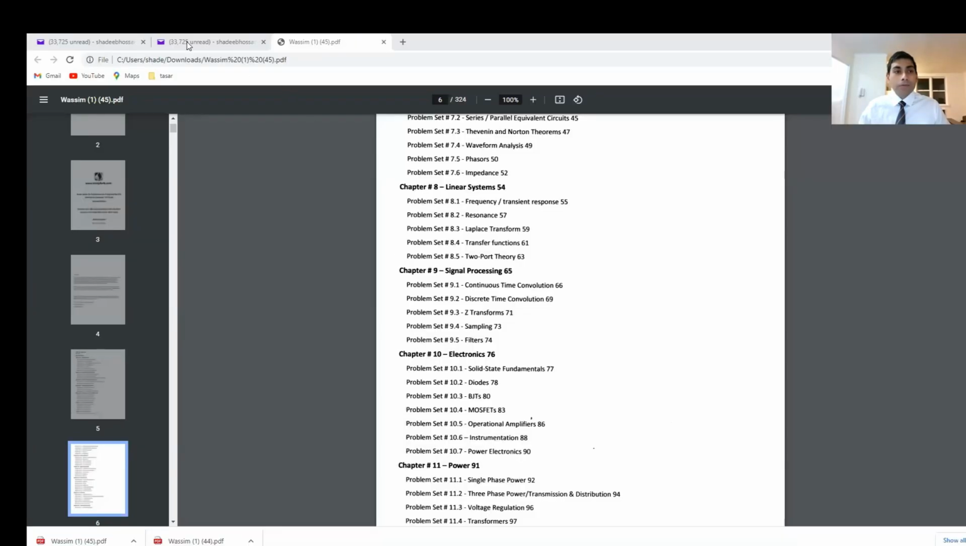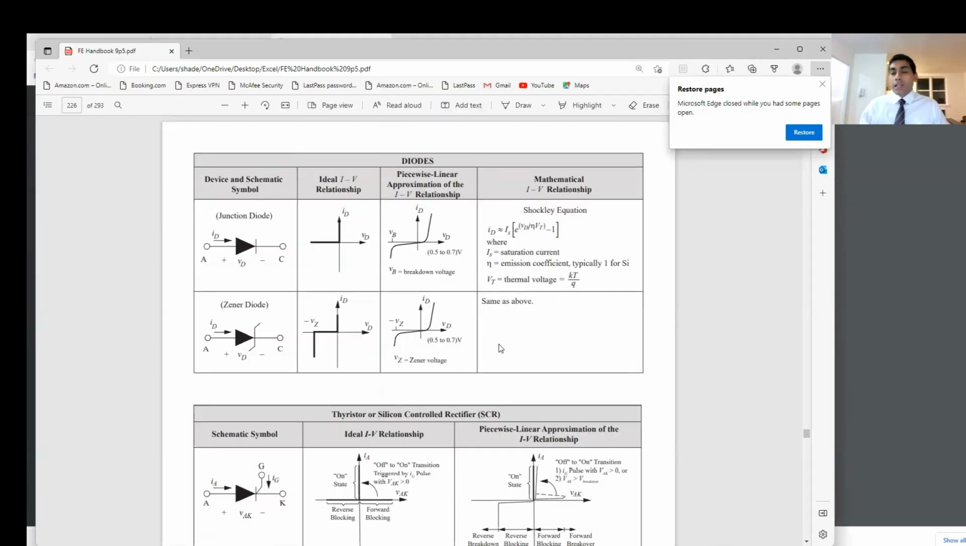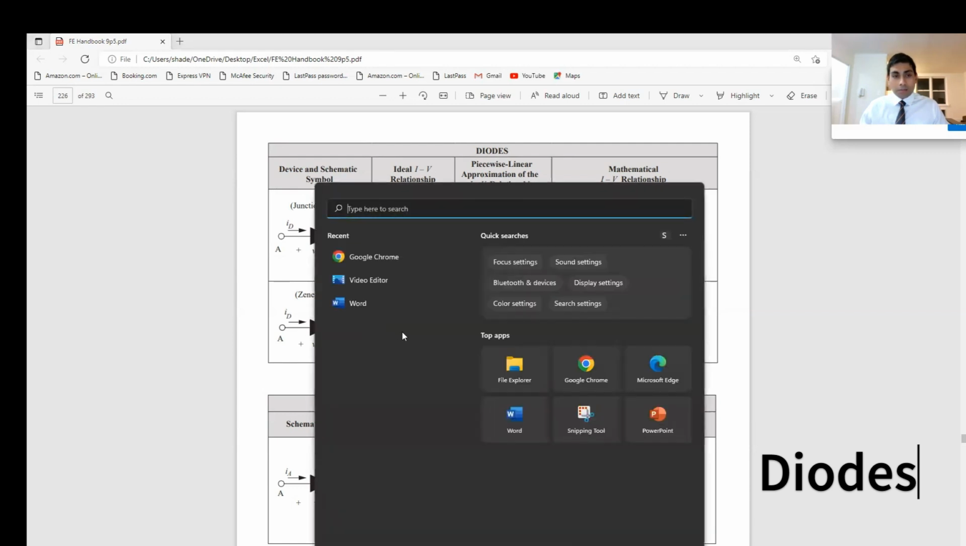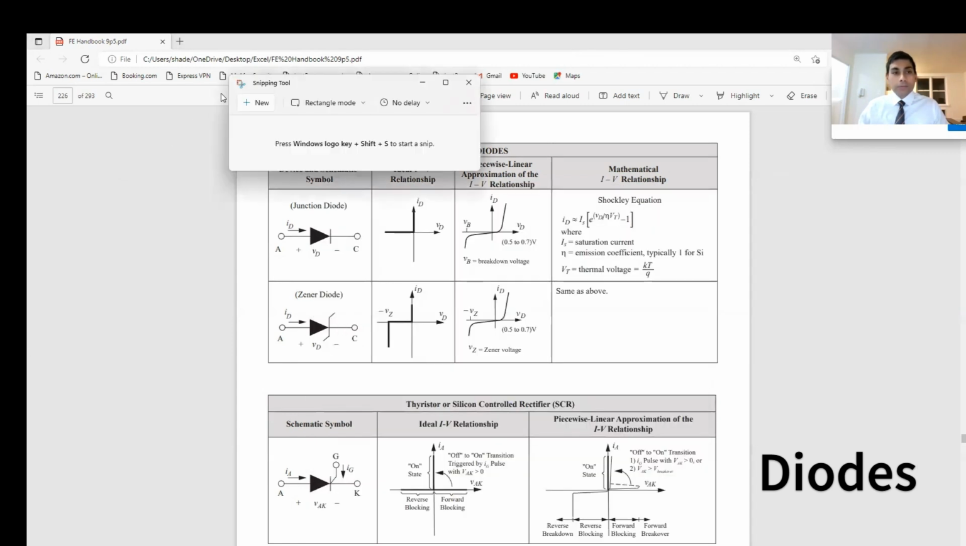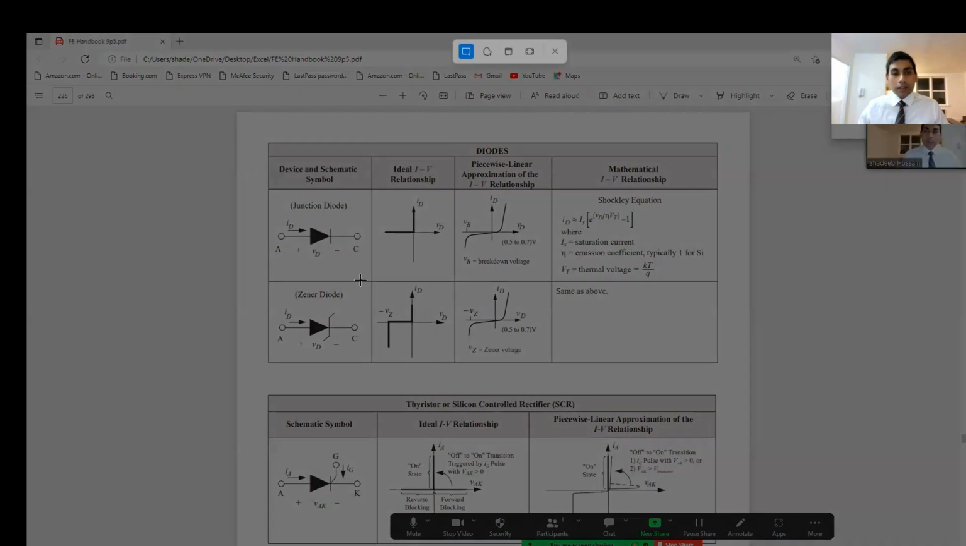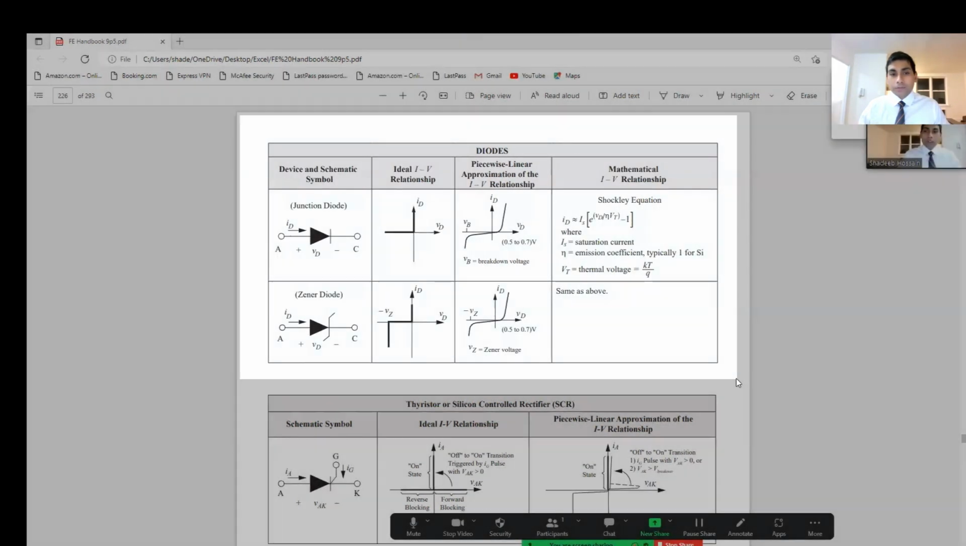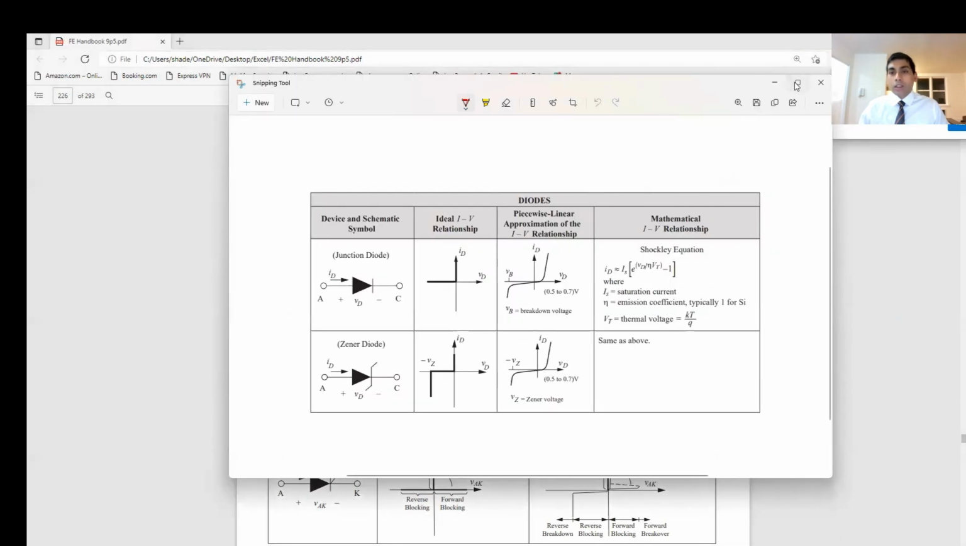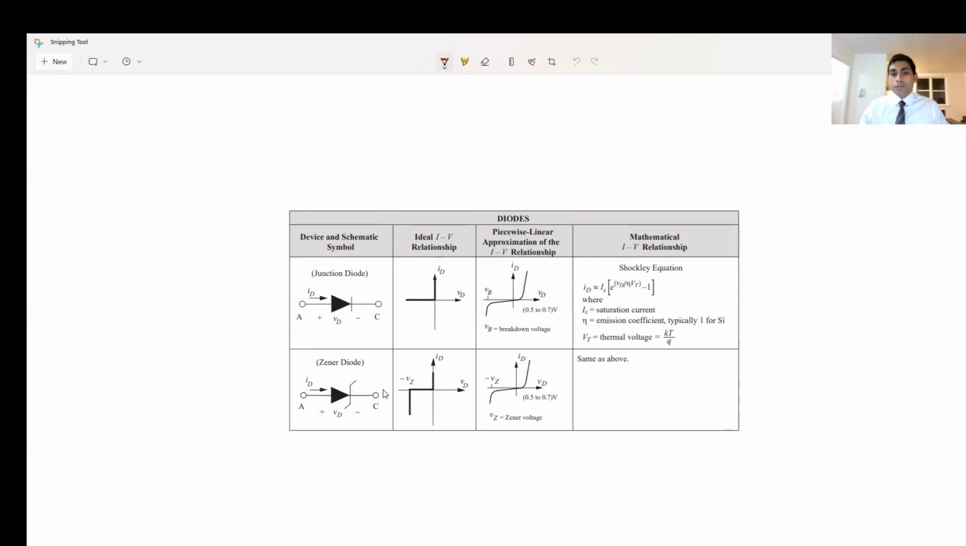So let me start sharing my screen. As I said earlier, what we would try to do today, we'll try to go through diodes first. So let me start with the basic equations over here. Let me just take a snipping tool and take a snapshot of this one, and go on explaining this one.